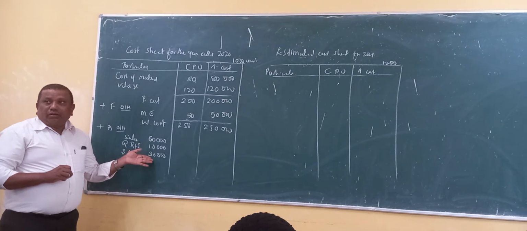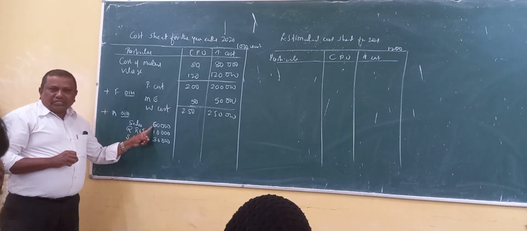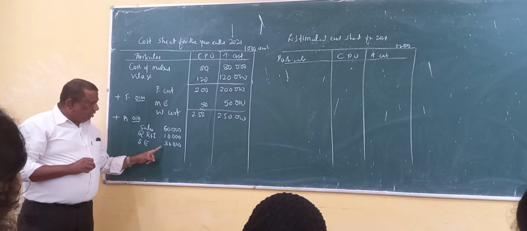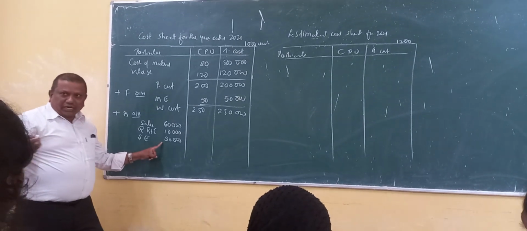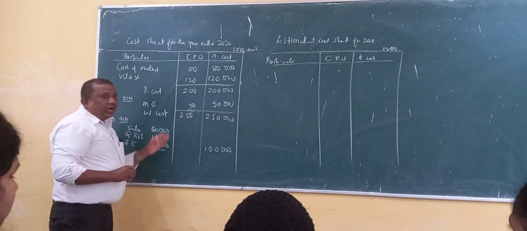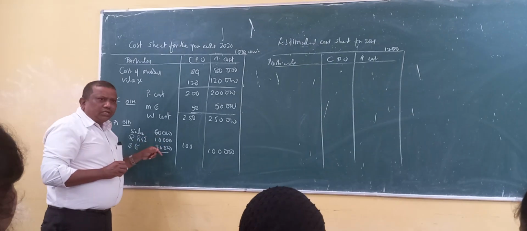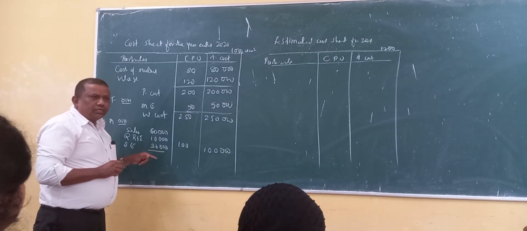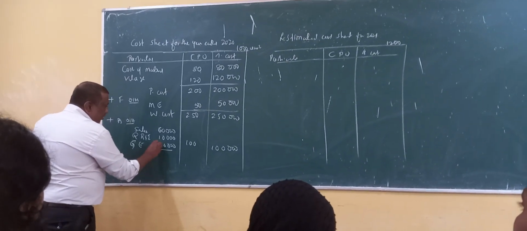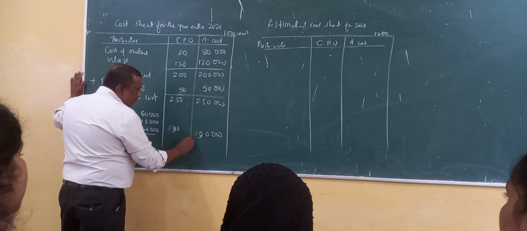Totally 90,000, right? Salary 60, rent, rate, insurance 10,000, selling expenditure. Totally 1 lakh divided by 1,000, so 100. The sum is 90 in total. Correct? Yes, sir.